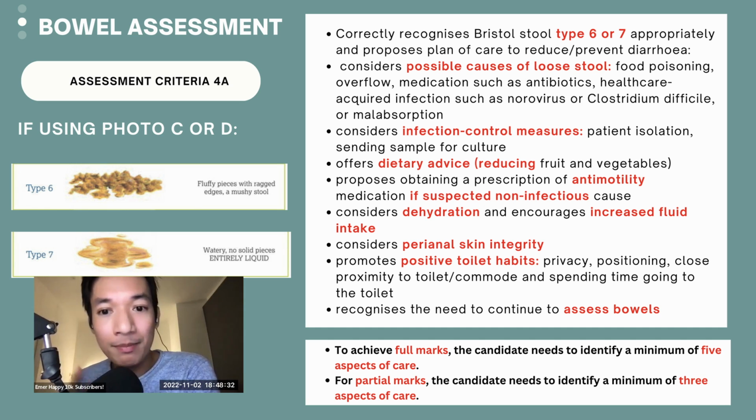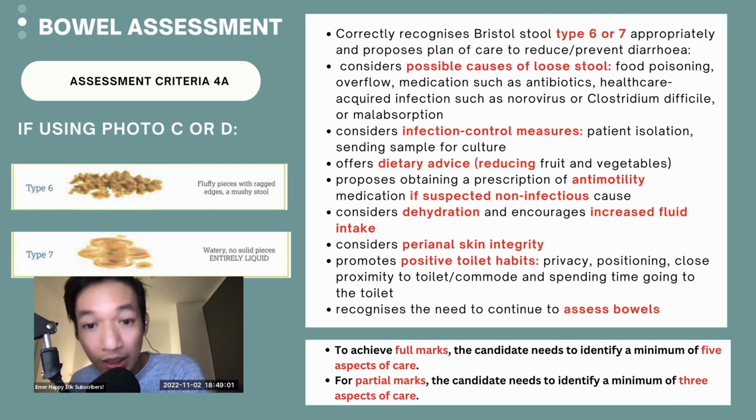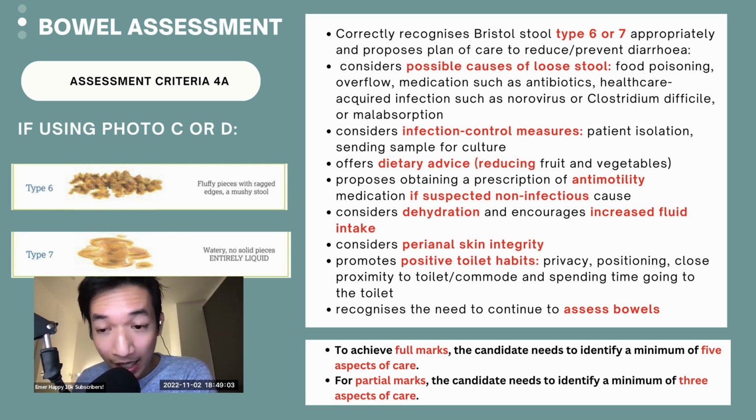Next, of course, you have to offer dietary advice. Compared to the previous scenario with constipation, this time we have to reduce consuming fruits and vegetables, because we've discussed the reason behind it earlier. And of course, you have to propose obtaining a prescription of anti-motility medication. Let me ask the crowd again, what are those anti-motility medications that you can think of, if it's non-infectious?